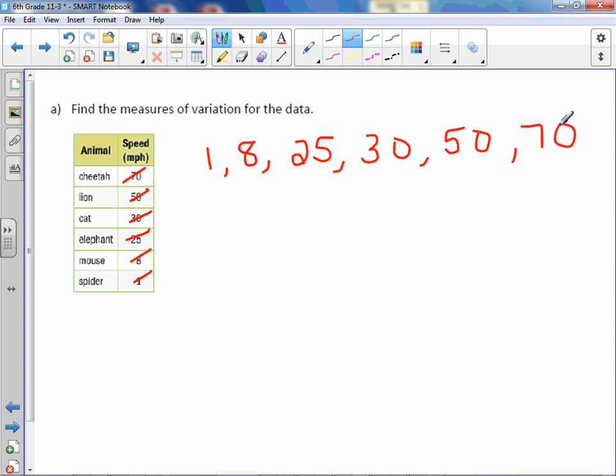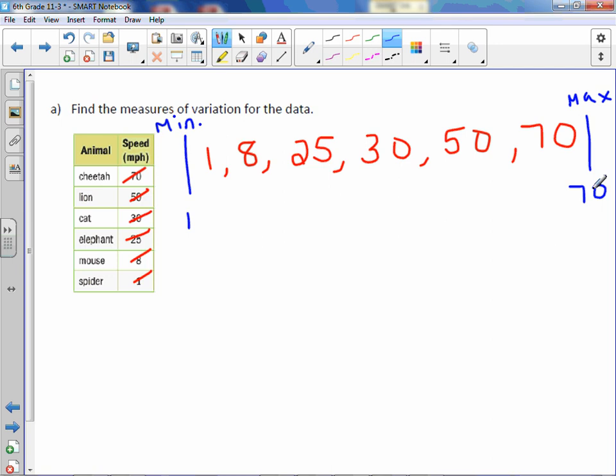And it looks like this data has to do with animals and the speed that they can run, or walk for that matter. So the first thing we're going to do, I'm going to go ahead and put lines above and below my data, and I'm going to introduce here a minimum value and a maximum value. So your minimum value is 1 and your maximum value is 70. That's going to help us find the range.